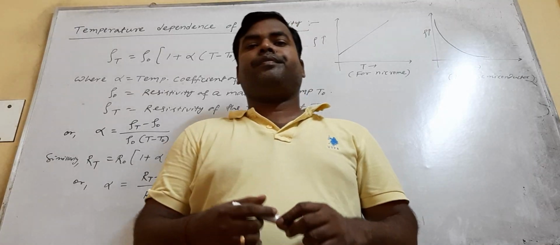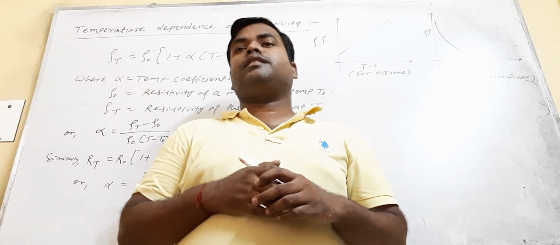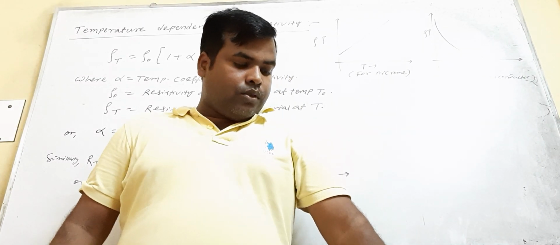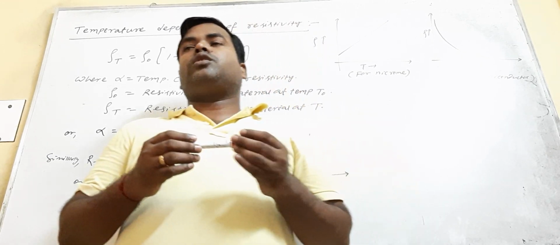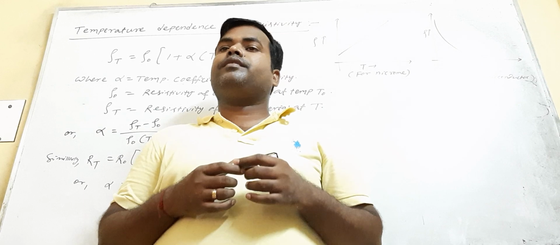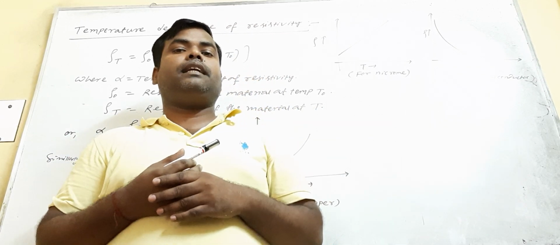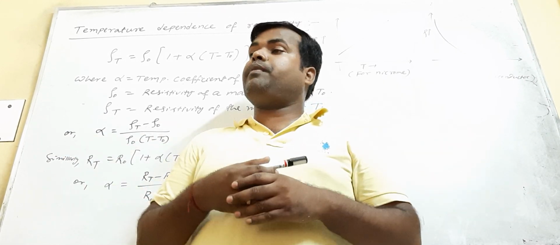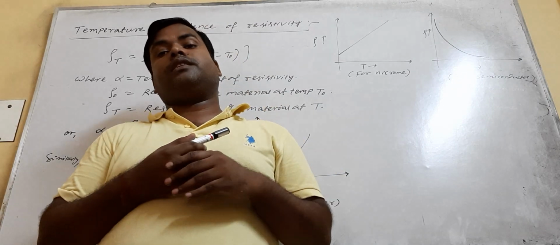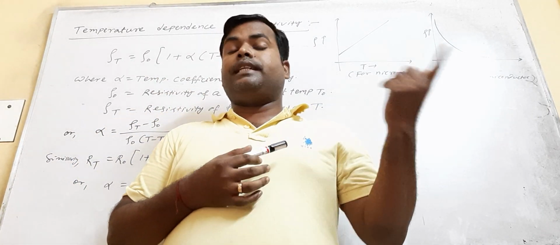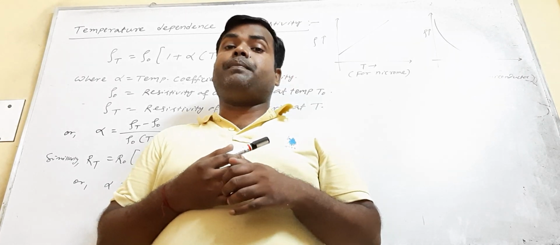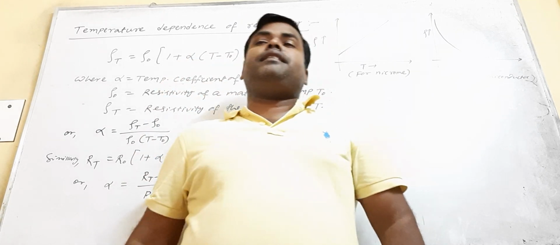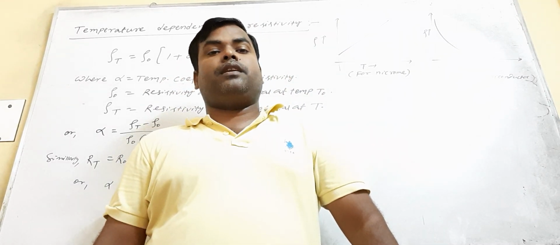Dear children, today we will discuss temperature dependence of resistivity. Suppose you have a conductor. The resistivity doesn't depend upon the shape and size of a conductor. It doesn't depend upon the length and area of cross section of a conductor. But resistance depends upon the shape and size of the conductor. So now, how do resistivity and resistance depend upon temperature?